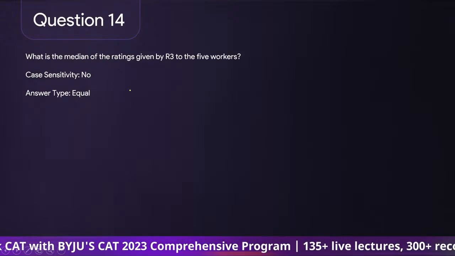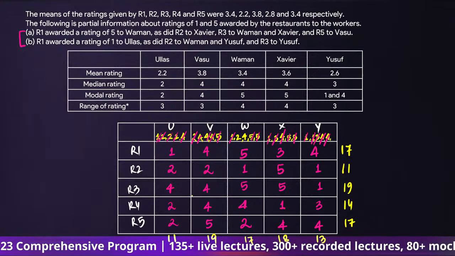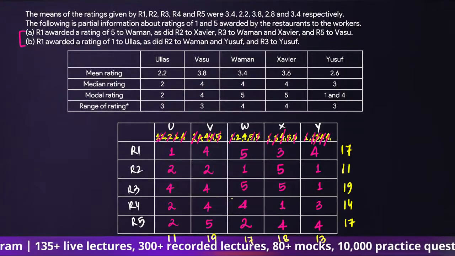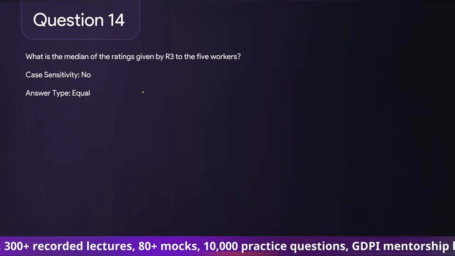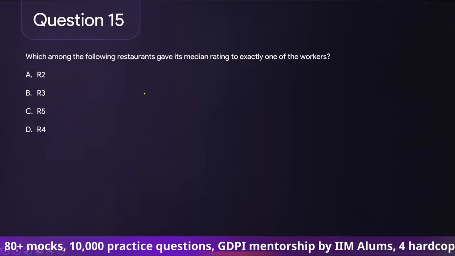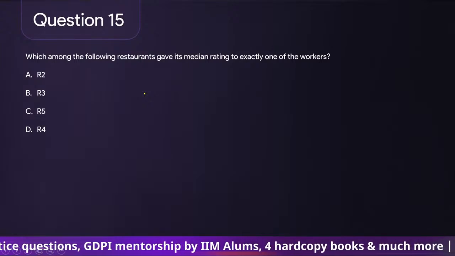What is the median of the ratings given by R3 to the 5 workers? R3 gave to the 5 workers the ratings 1, 4, 4, 5, 5. So the middle value is 4. So the answer is going to be 4. Then next है, which among the following restaurants gave its median rating to exactly one of the workers?